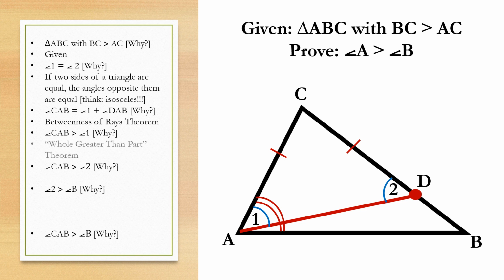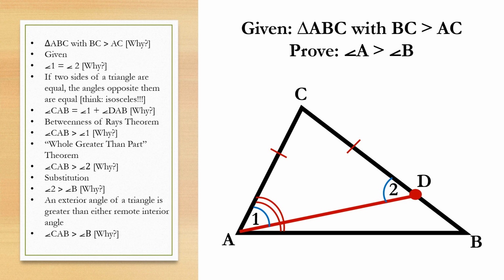And then we can say that angle CAB is greater than angle 1 because of a newer theorem that we learned, the whole greater than part theorem. And that one is really easy to see visually. Angle CAB is also then greater than angle 2 because we just substitute angle 2 in for angle 1. But what about angle 2 being greater than B?